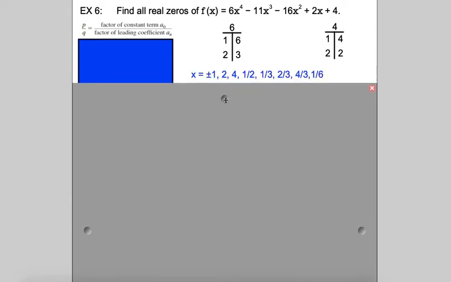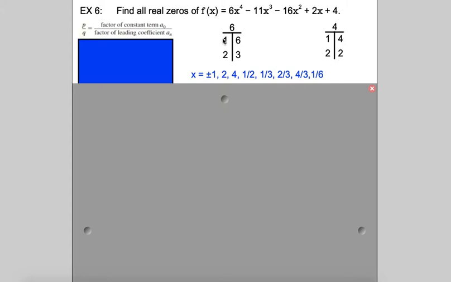So the rule is all the factors of the last over all the factors of the first. So I always take all the numbers over here over the first number. Some people like to do them a little bit differently, but I'll explain how they are the exact same way and you get the exact same list of possibilities. So I'm going to do 1 over 1, which is 1. 2 over 1, which is 2. 2 over 1, which is 2. I already have that listed, so I don't need to list it again.